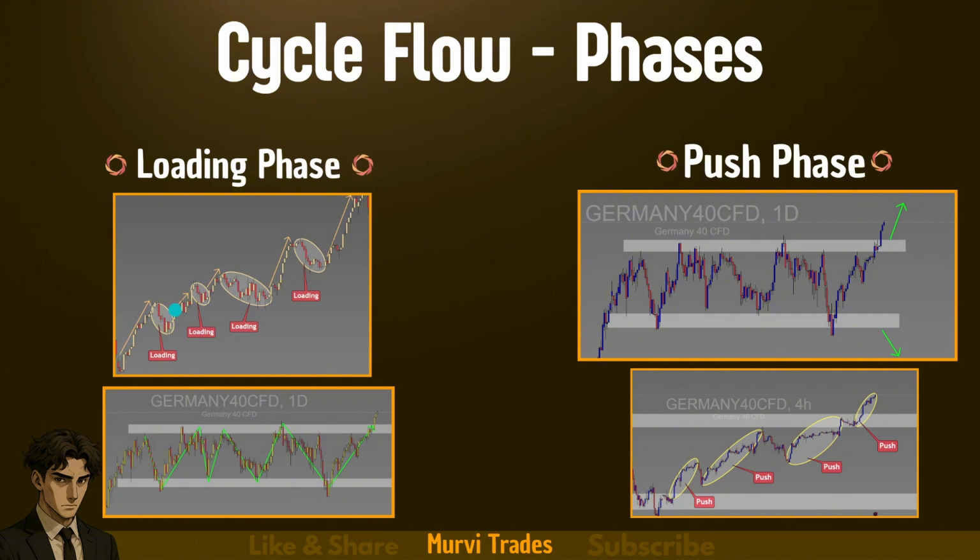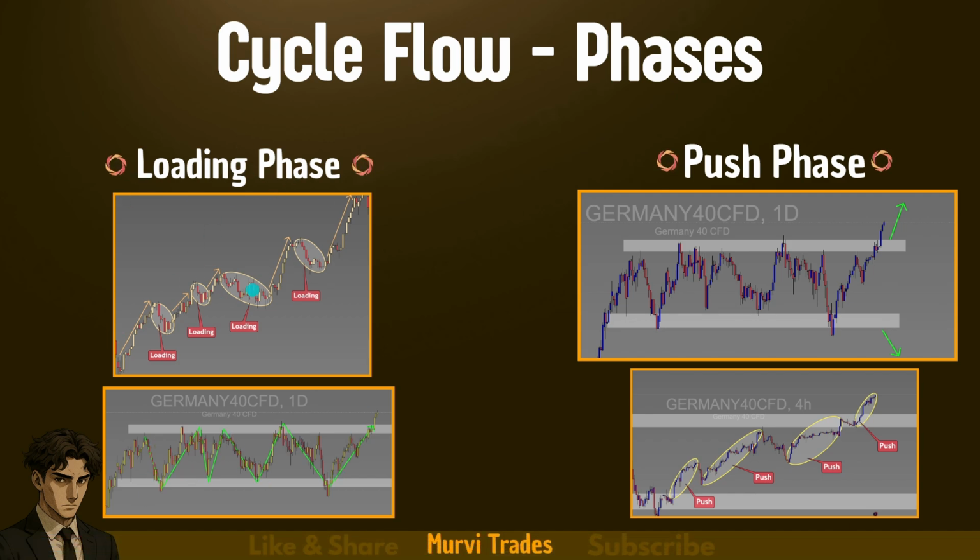The first one is in an uptrend or a downtrend, and the second one is in a consolidating area. So a consolidating area is also a loading phase. It loads liquidity. So then when price breaks to the upside or downside, it will actually go in this way. A consolidating area is a loading phase.